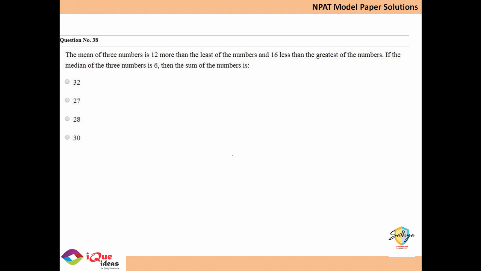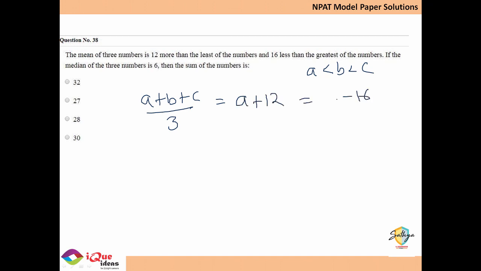Next one, the mean of three numbers, (A plus B plus C) by 3, and here I'm assuming that A is the smallest number and C is the largest. So the mean of three numbers is 12 more than the least and 16 less than the greatest. I also know that the median of the three numbers is 6, which means the middle value B is equal to 6. So if I know that A plus 12 is equal to C minus 16, then I get the value of A as C minus 28.